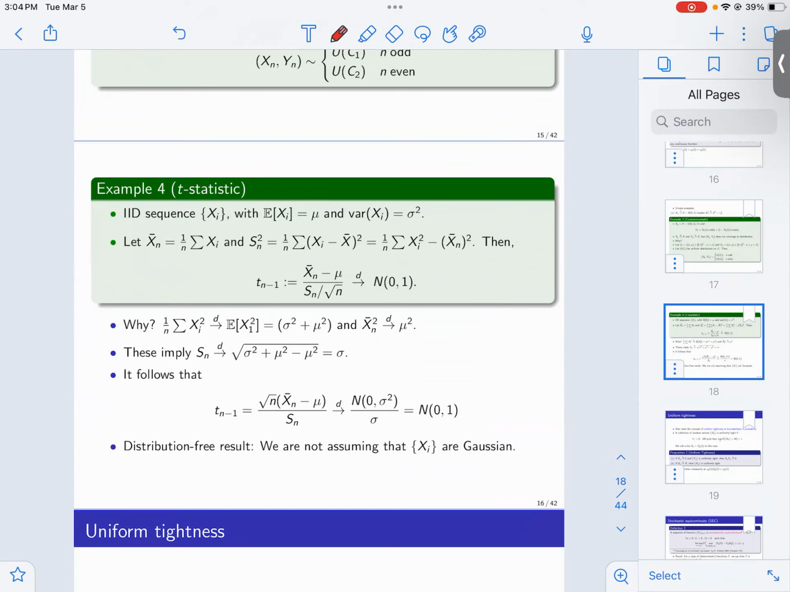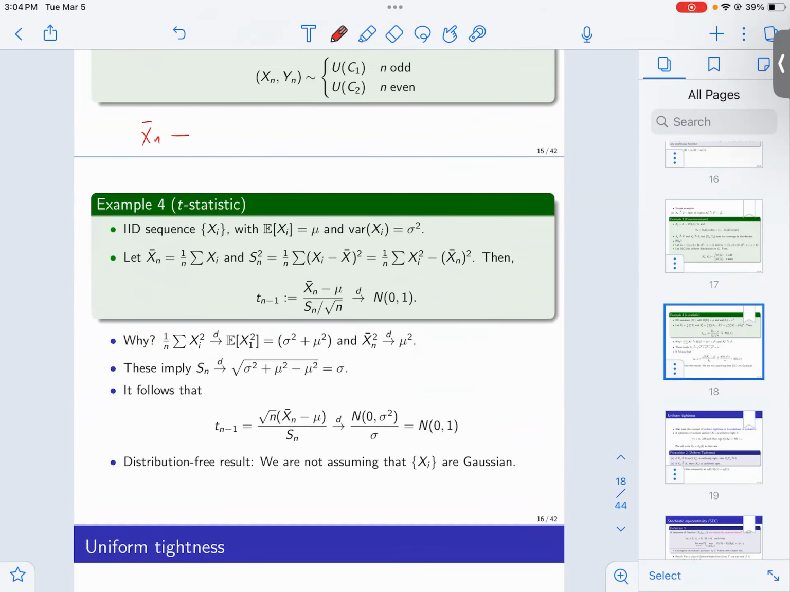So I have a sequence of IID observations with expectation mu and variance sigma squared. The sample mean, we know, is consistent for mu, so I know that X̄n converges in probability to mu, which is equivalent to saying X̄n converges in distribution to mu. This is by the law of large numbers. And by the CLT, root n (X̄n minus mu) converges in distribution to normal with mean zero and variance sigma squared.